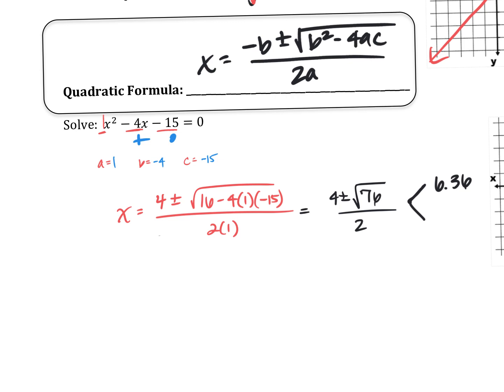How would I do the other one? Put 4 minus root 76. And then divide that by 2. And we get negative 2.36.